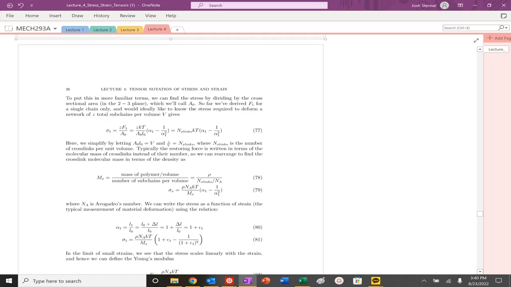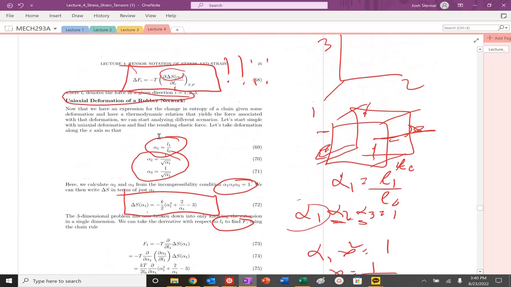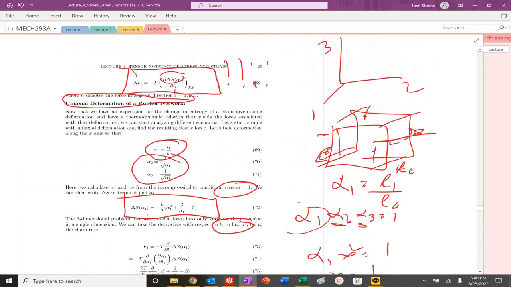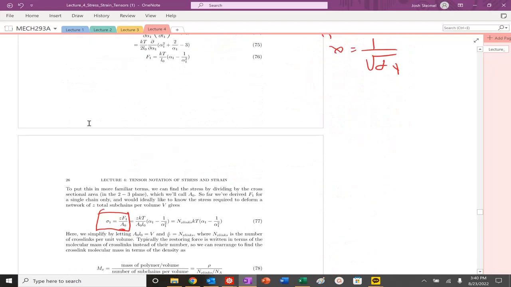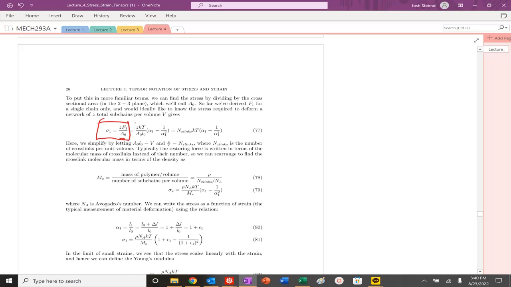If I want to look now at the stress in the one direction, I have my force expression. A naught is simply the 2-3 plane that I'm pulling on right here. And it is going to be multiplied by this factor z, the total number of subchains per volume. So that's going to be a key factor here.